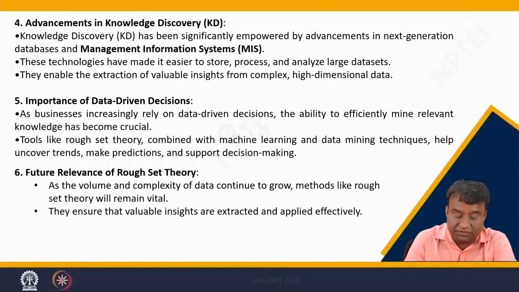Sixth is the future relevance of rough set theory. As the volume and complexity of data continue to grow, methods like rough set theory will remain vital. They ensure that valuable insights are extracted and applied effectively.